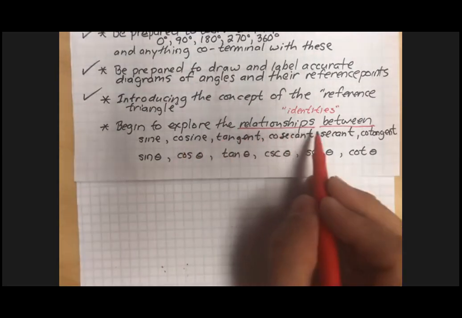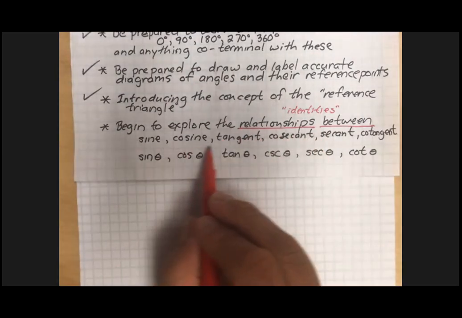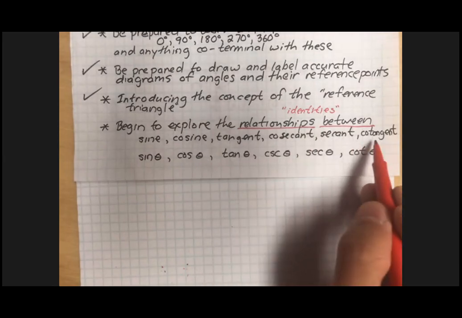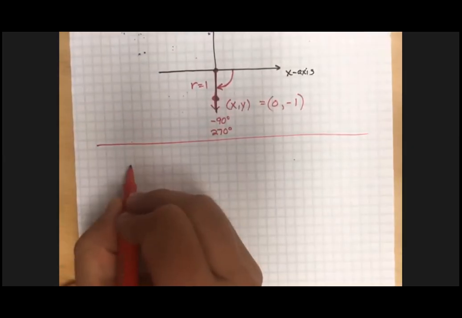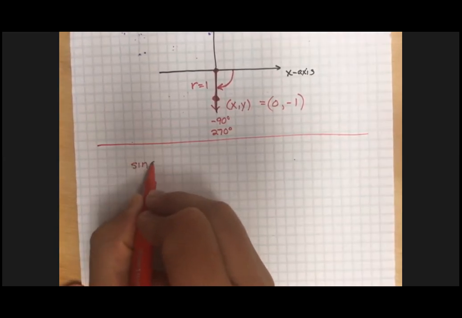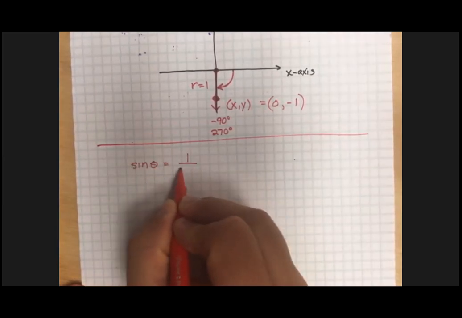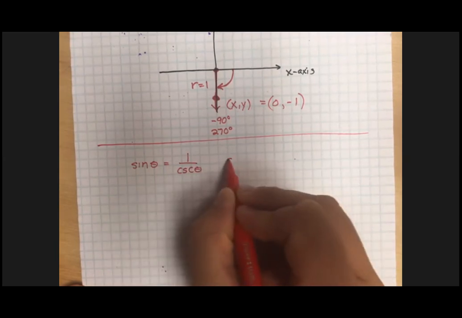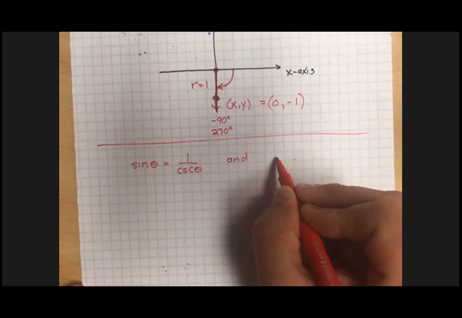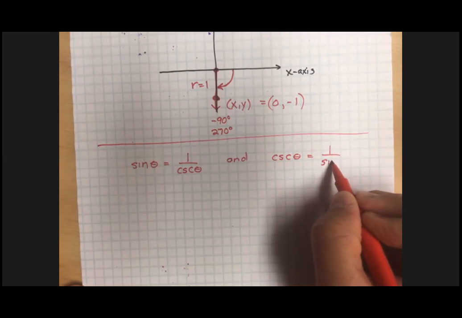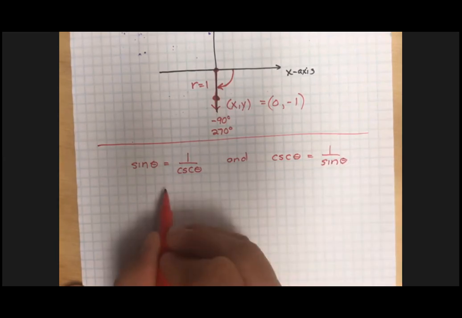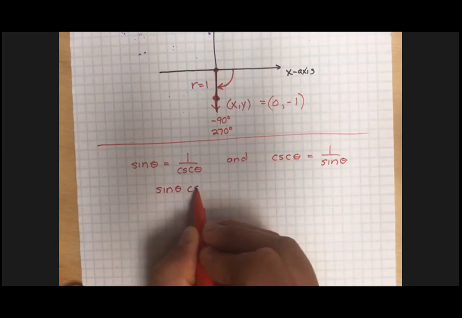But I want to begin to explore the relationships between sine, cosine, tangent, secant, cosecant, cotangent, and not just the reciprocal relationships. So for example, sine of theta is the reciprocal of cosecant of theta. Or if you want to say it the other way, cosecant of theta is 1 over sine theta. What does that mean if I told you to multiply sine theta and cosecant theta?